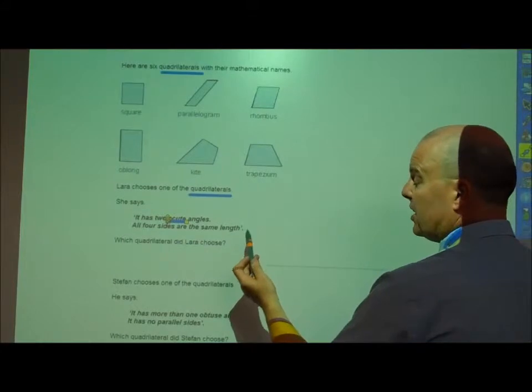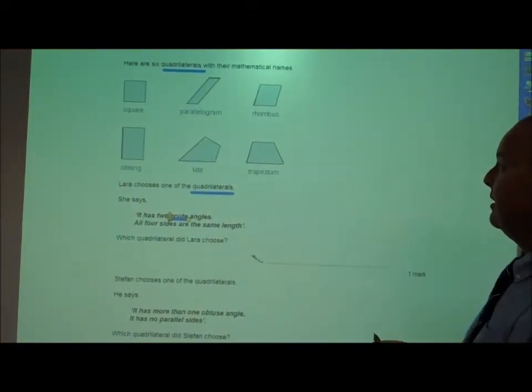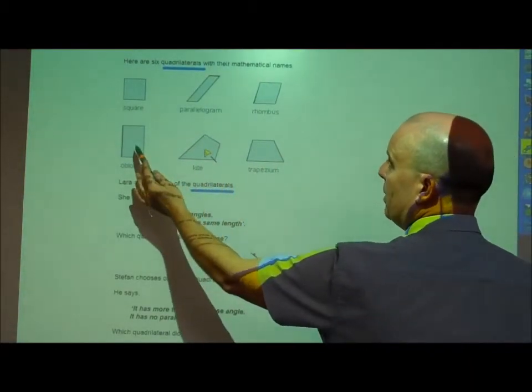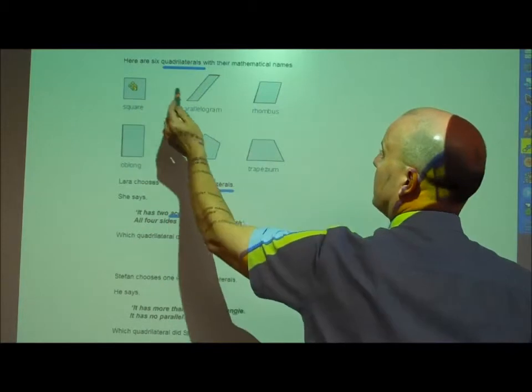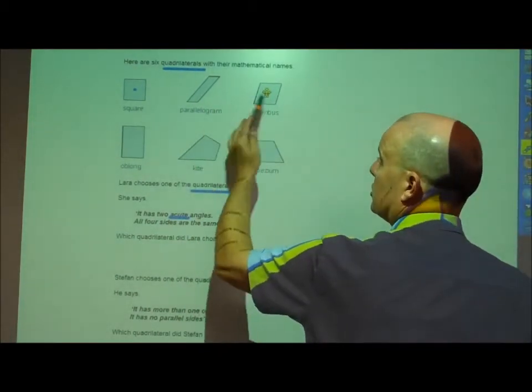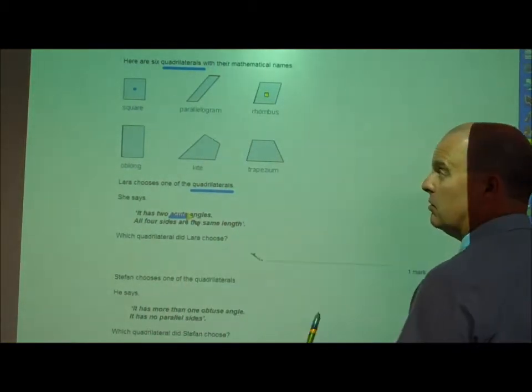same length. So first thing I'm going to do is find the shapes where all 4 sides are the same length. It's not a trapezium, it's not a kite, it's not an oblong, it is a square, it's not a parallelogram, and it is a rhombus. It has 2 sides the same length. It has 2 acute angles.